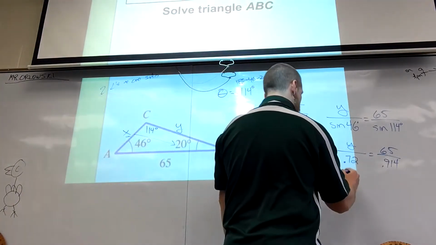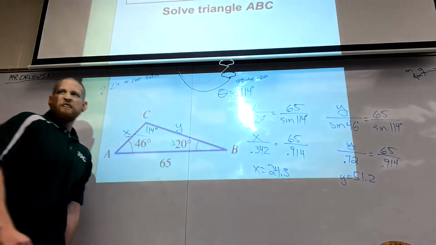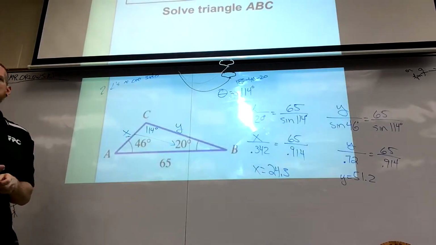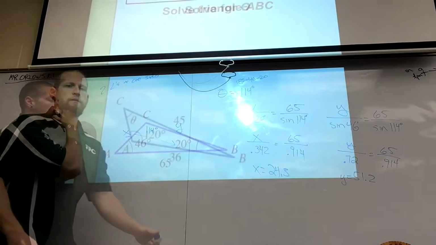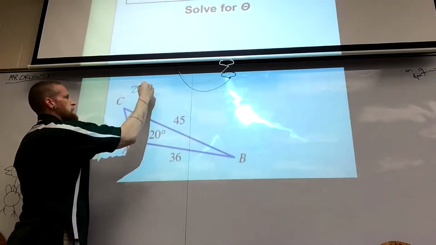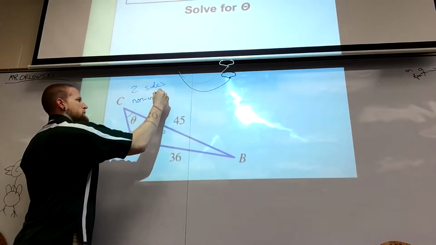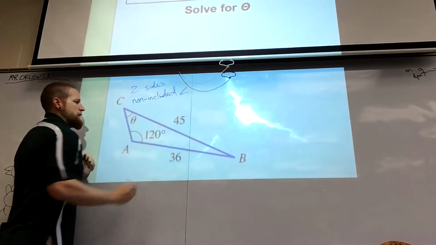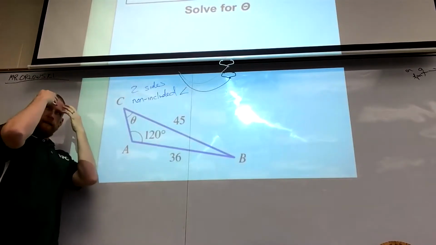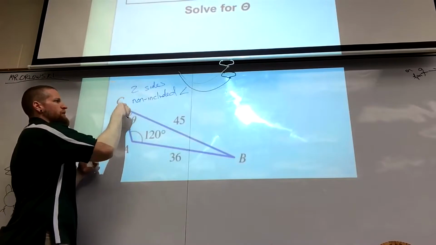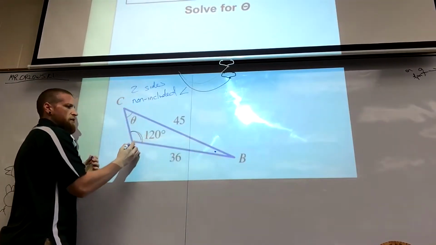And this one was 51.2. Or somewhere around there. I don't think I rounded when I did it. These might have been rounded, so it might be a little different. Now the situation is that I've got two sides and a non-included angle. Okay? So when you're setting this up, in my head, if this was a test, I would say this is what's given to me. Because this angle would be the included one, this is not included.